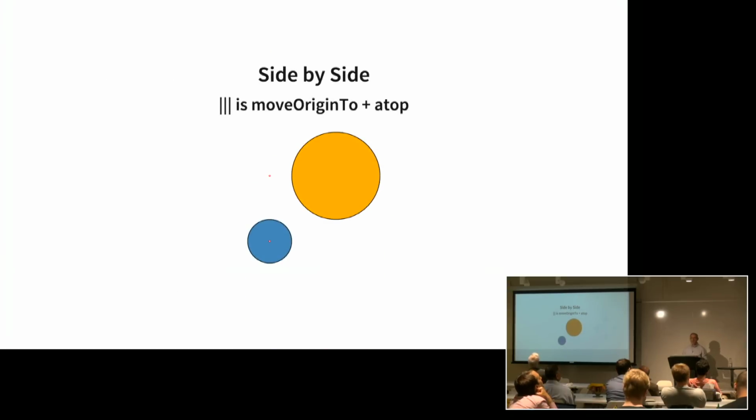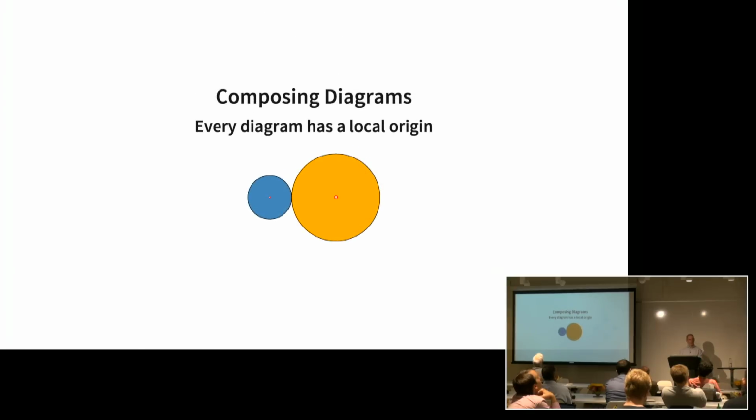So how does that side-by-side operator work? Well, it actually is a combination of two things. It moves the origin, and then it calls the atop function. So if you look at the orange circle, originally the origin of that circle was right in its center. When I combine it with the blue circle using those 3 vertical lines, it does it in 2 steps. First, it moves the origin out to the left of the orange circle, and the amount it moves it is equal to the radius of the orange circle plus the radius of the blue circle. And then it combines those 2 things with the semigroup operator, with atop, and matches up those origins. And when you do that, you get exactly what we had before. You get this diagram.